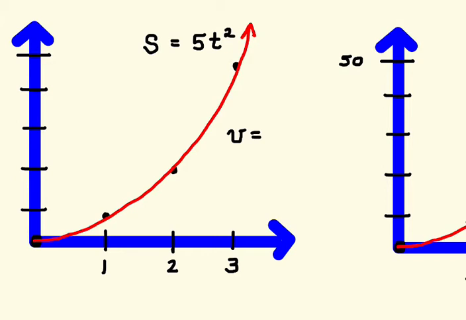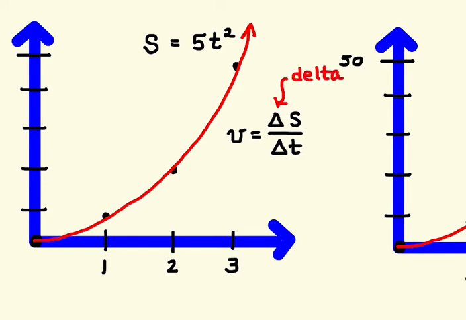So it is the change in distance, s is distance, over the change in time. That's the velocity. And just to remind ourselves, this little triangle here is a Greek delta, and it means change.